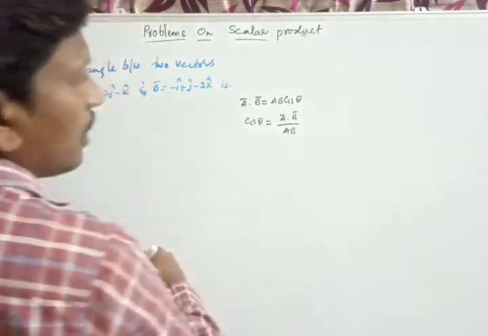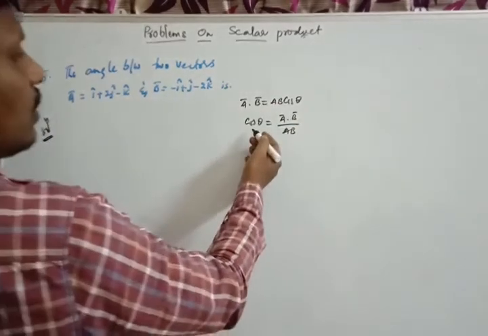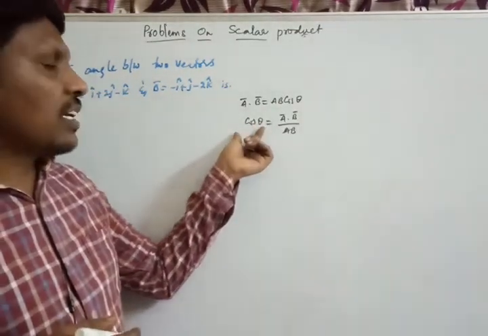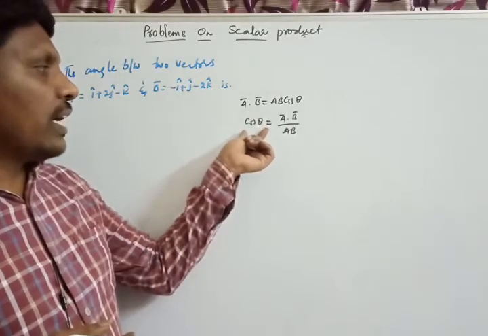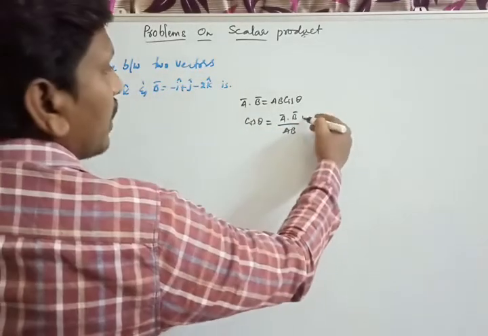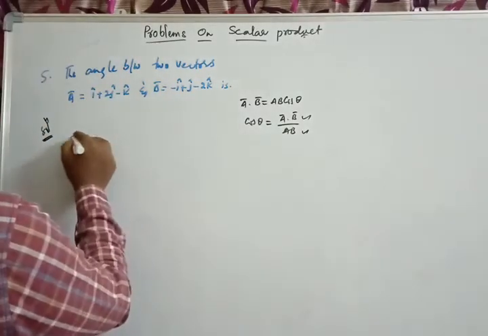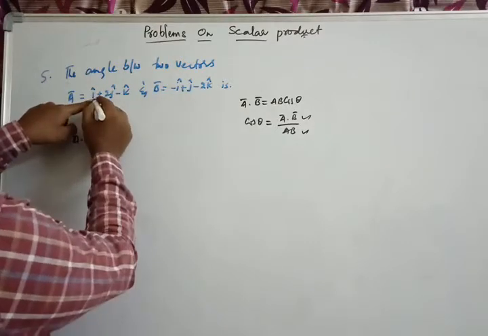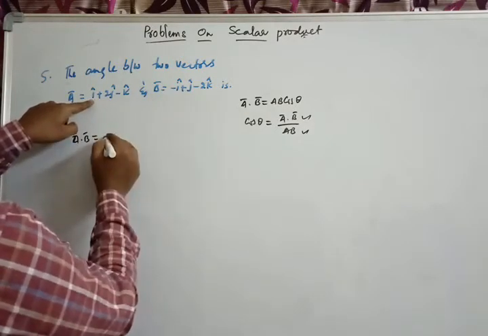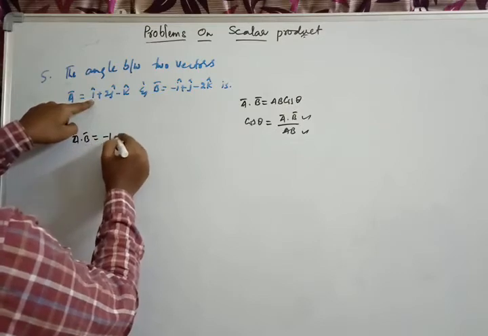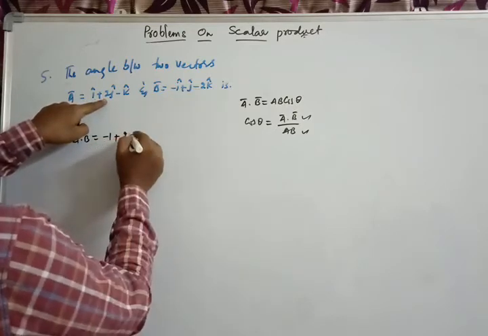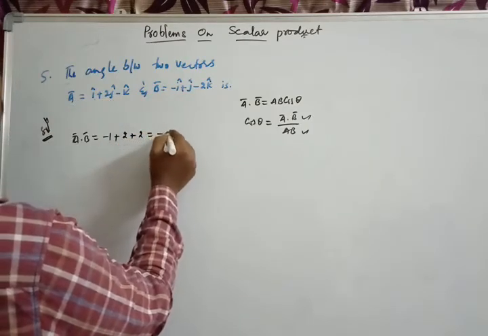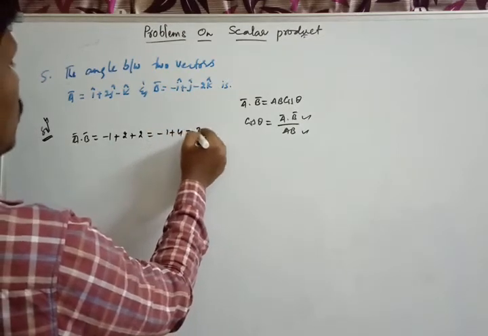In the previous question, we found the component of the B vector along the A vector. Here we are going to find cos theta. We need to find A bar dot B bar first. Multiplying, i dot minus i gives minus 1, plus 2 into 1 is 2, plus minus 1 into minus 2 is plus 2. So minus 1 plus 4 is equal to 3.